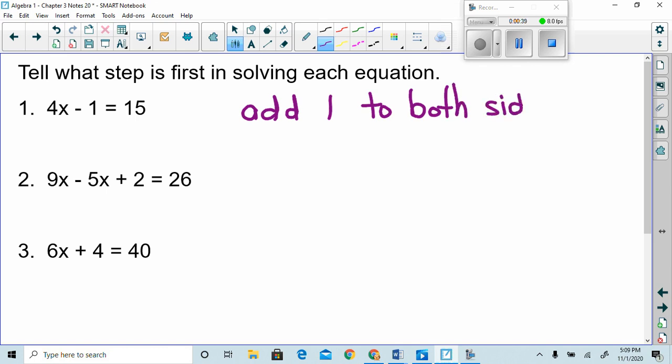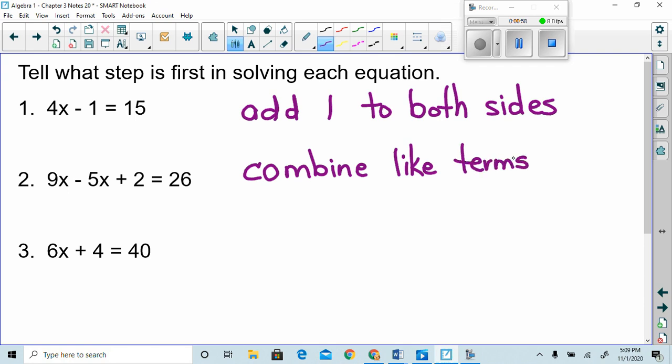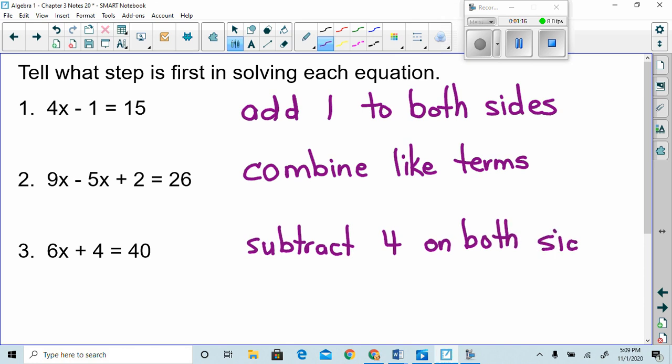Look at your second equation. 9x minus 5x plus 2 equals 26. Looking at this equation, I think I should combine like terms first. Think about the order in which we were using in order to isolate the variable. In the last one, I'm going to use that subtraction property of equality and subtract 4 on both sides. So again, looking at each question and deciding what it is you need to do first.